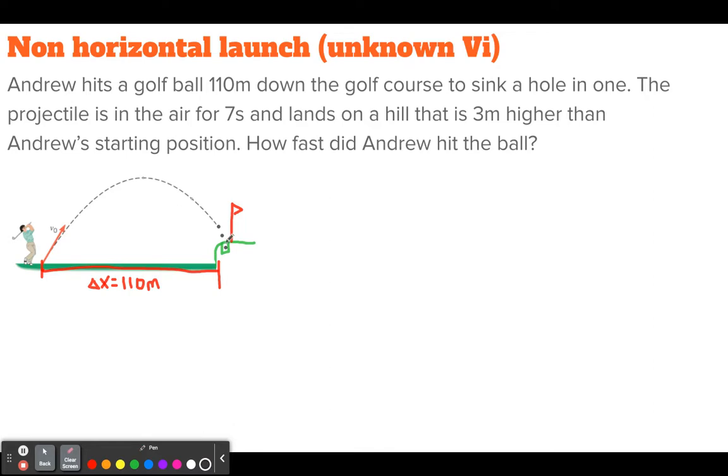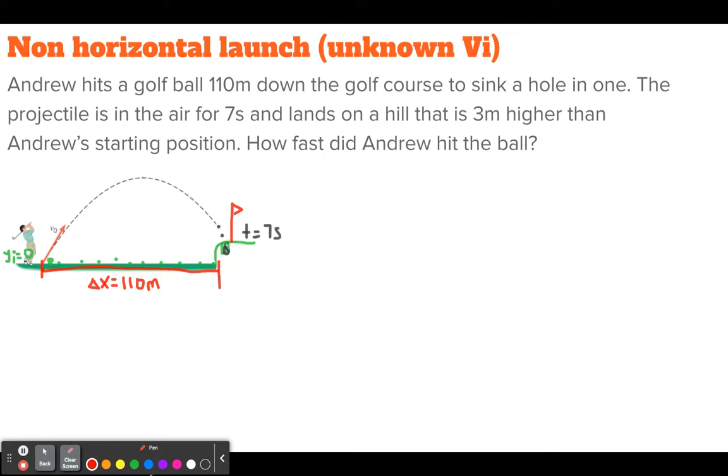The golf ball lands in this position, hits that hole in 1, 7 seconds later. So it takes 7 seconds to get to this position here. The initial height of the golf ball is on the ground. The ball lands 3 meters above that initial location. So here's why initial location is 0. Compared to our initial location, the ball is going to land 3 meters above the origin.